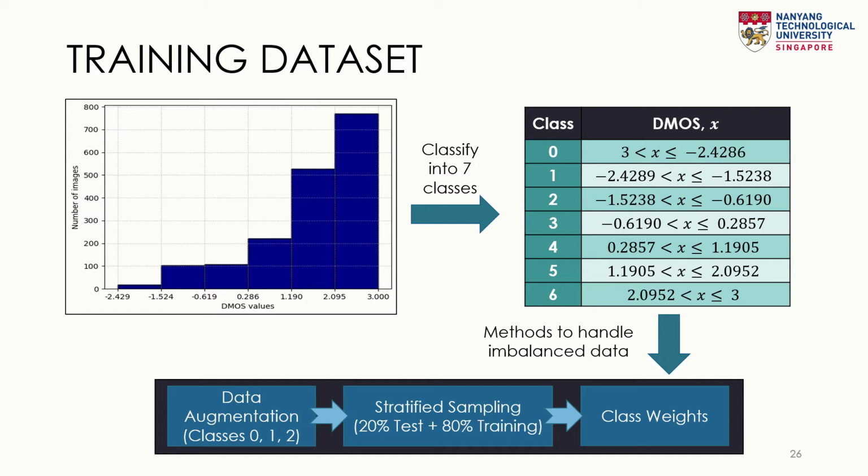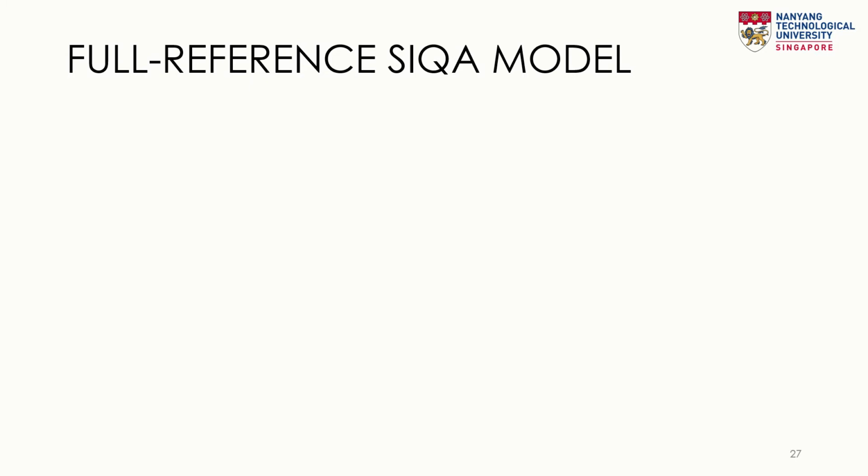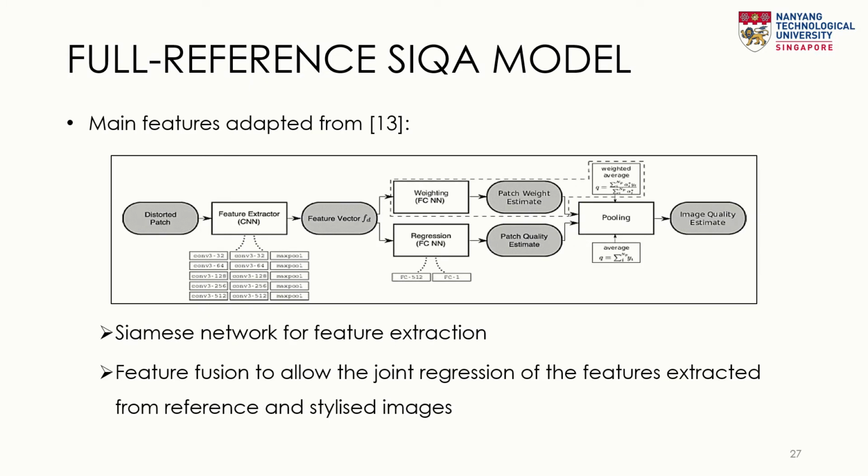Stratified sampling was used to split the dataset into an 80% and 20% ratio, where the minority classes were given more emphasis in the training phase. The proposed FR-SIQA model adapted Siamese network for feature extractions of both stylized and reference images, and feature fusion is used to allow the joint regressions of the features extracted.